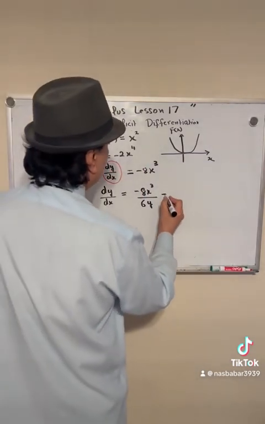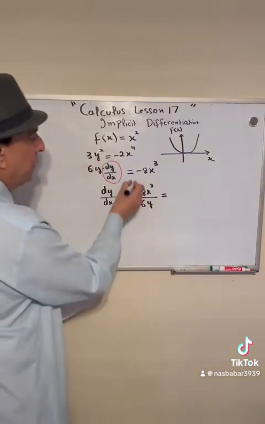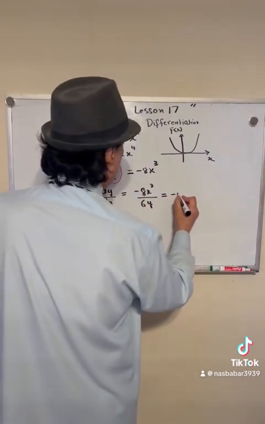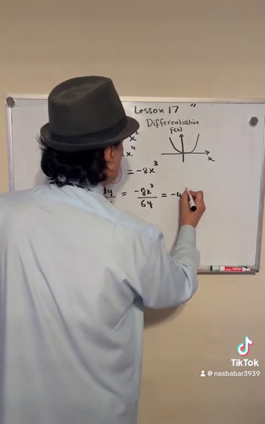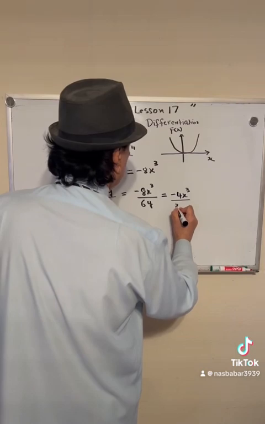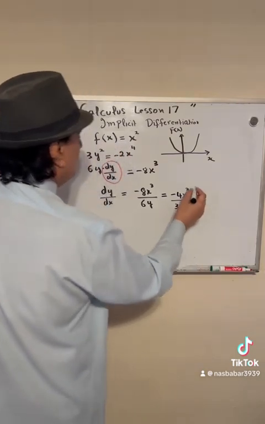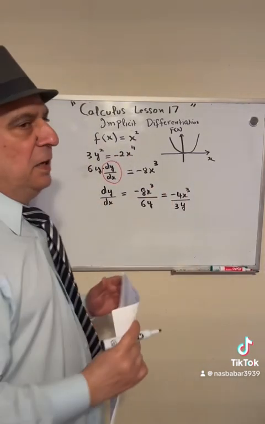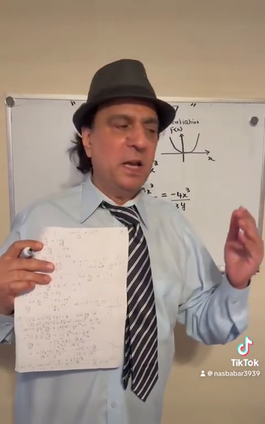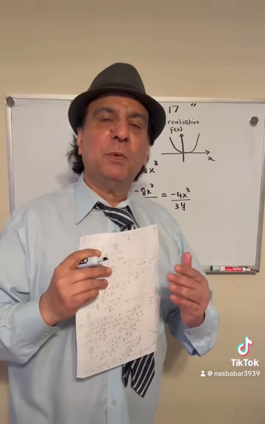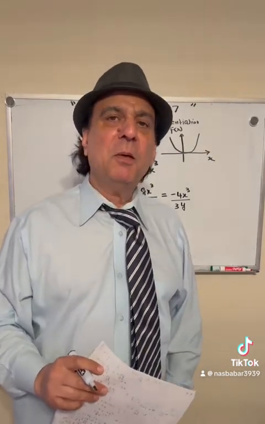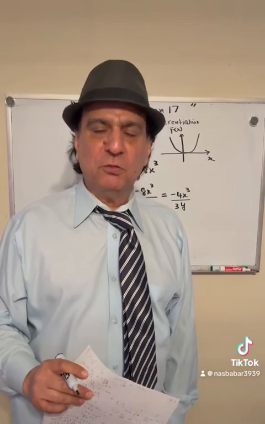I can simplify this further by dividing numerator and denominator by 2. So I get minus 4x cubed over 3y. So this is going to be my function in which I can see how my y changes with respect to x, okay? So let me stop right here. I'm going to come back and we're going to do some more practice problems.